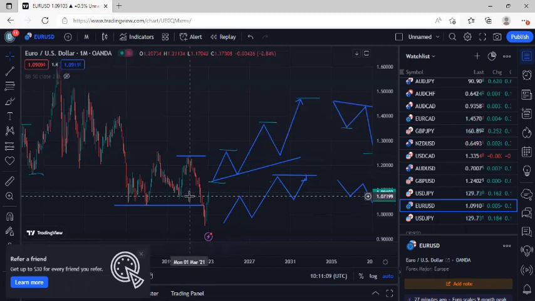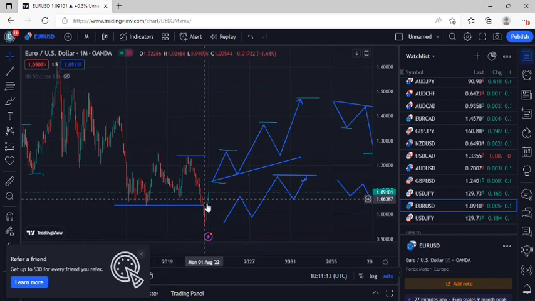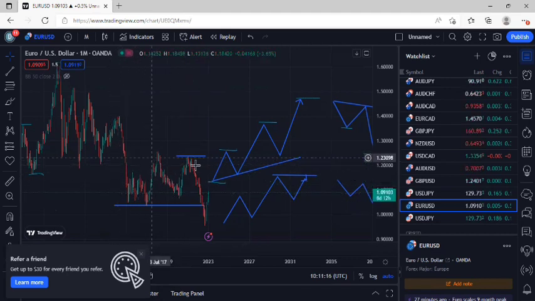If there is going to be any buy at all, it's going to be a short buy. Okay, so here on Euro USD, I say we are still in a downtrend.